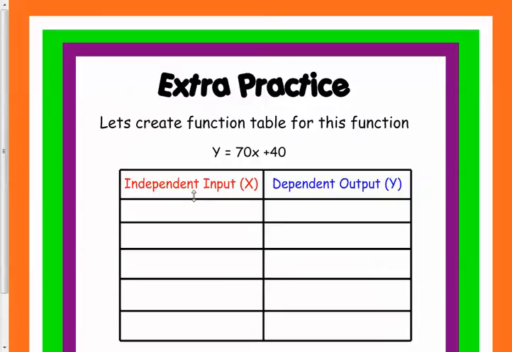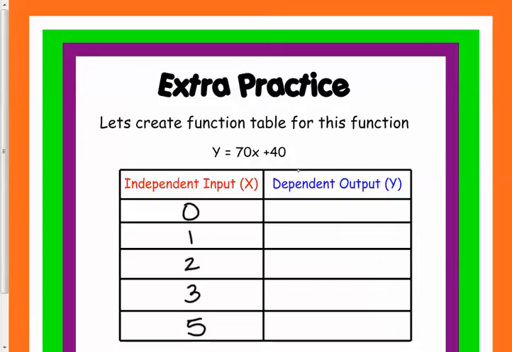Okay, try this one. Let's create a function table for this one. Starting at 0 always and going up by 1s, but then let's pick, I don't know, let's do 5. Okay, go ahead and try and figure out what these would be, and I'll be back in just a second to show you what I did.